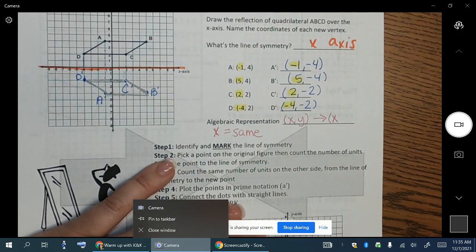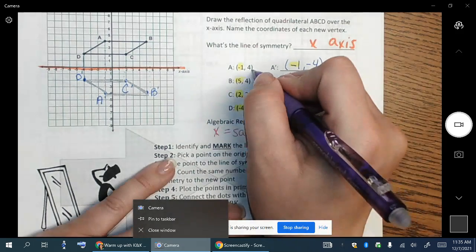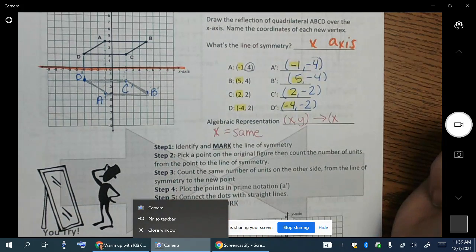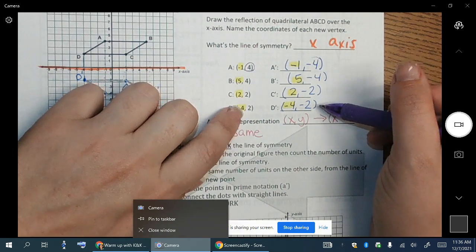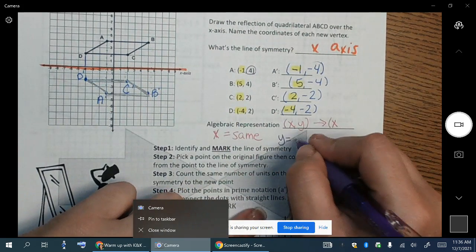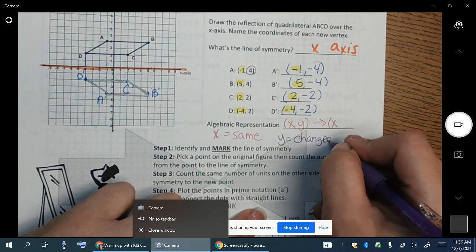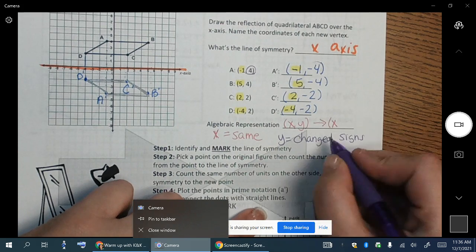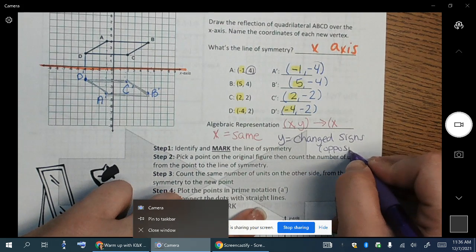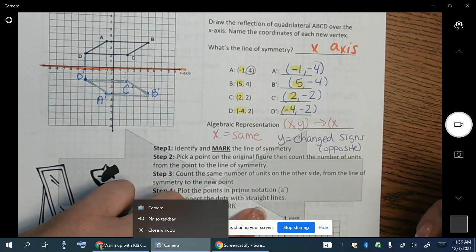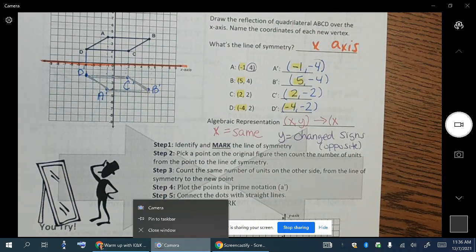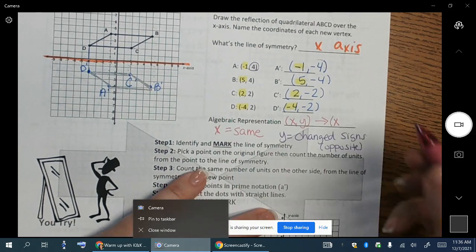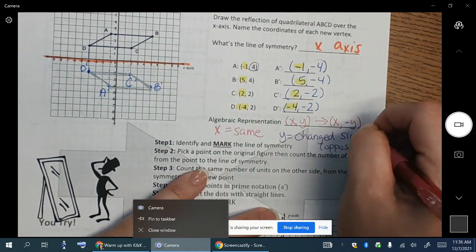Look at your y values. It was 4. Now it's -4. All of them became negatives. Or the opposite. So my y values changed signs or became the opposite. So every single time my y value is the opposite. If I want to make something the opposite, what can I put in front of it to make it the opposite? Negative. A negative, good. So it's x, negative y.